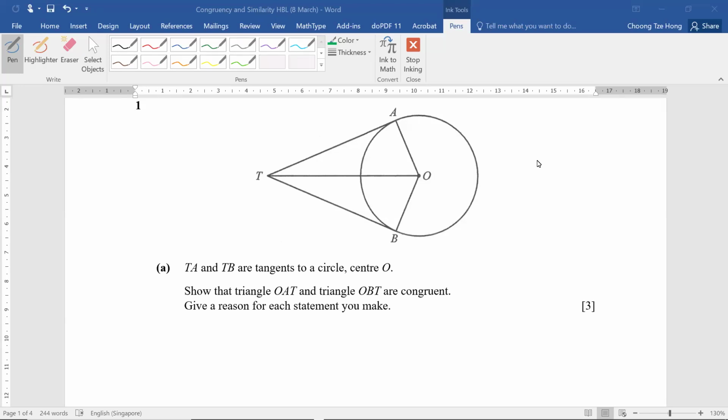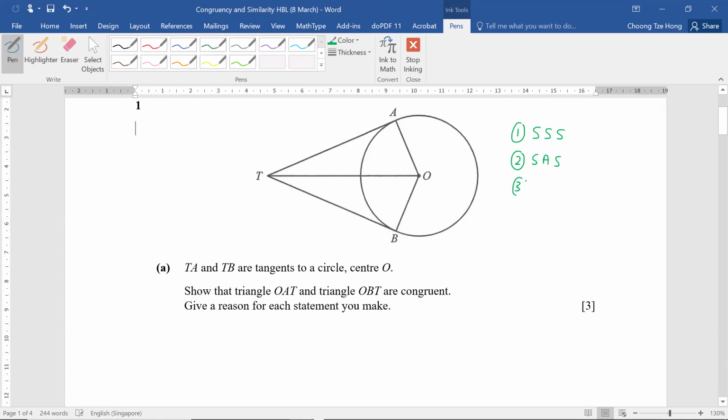Before we do the question, I would like to just go through all the different tests for congruency. If you recall, the first test would be SSS: 3 pairs of corresponding sides are equal. The second one would be SAS: 2 pairs of corresponding sides are equal, and the included angle, which is the angle in between the two sides, must be equal.